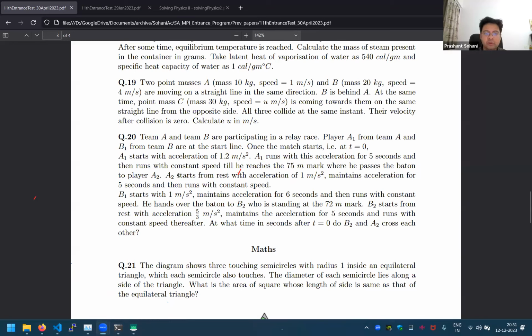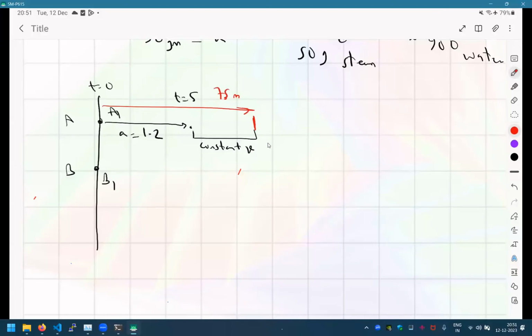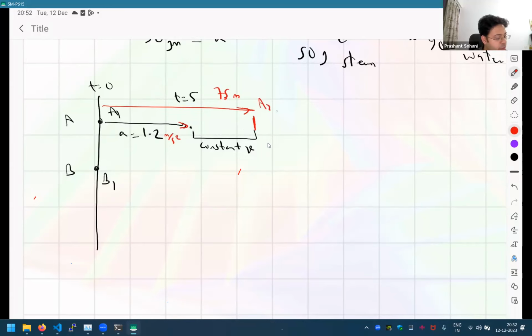After he finishes acceleration, he is going to run at a constant speed, which I'm going to call v, until he reaches the 75 meters mark. So this distance is 75 meters. And as soon as he reaches this, A2, the screen is not visible, oh, sorry. So A1 is going to travel the first part, and this is again like that rocket, right? Phase one of the rocket is like this, with 1.2 meter per second square acceleration. Then for some time it is going to be constant velocity. After 75 meters from here, A2 is going to start running.